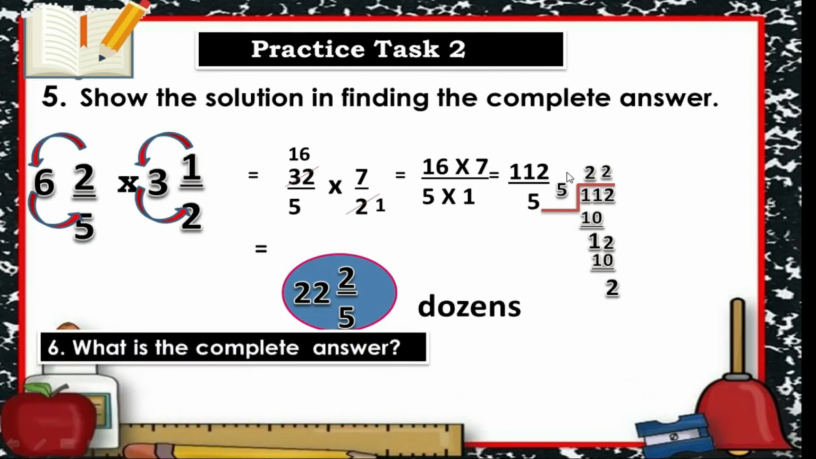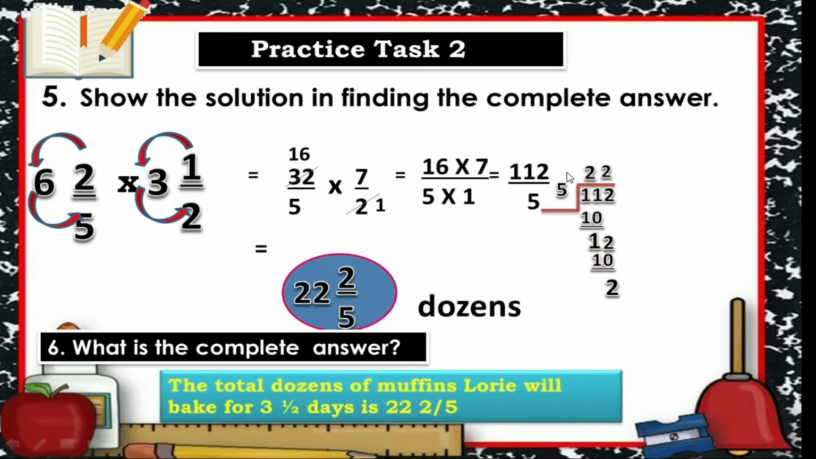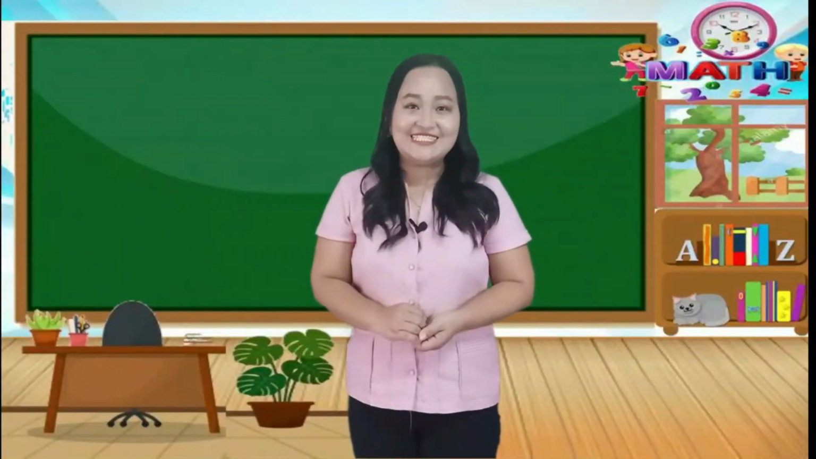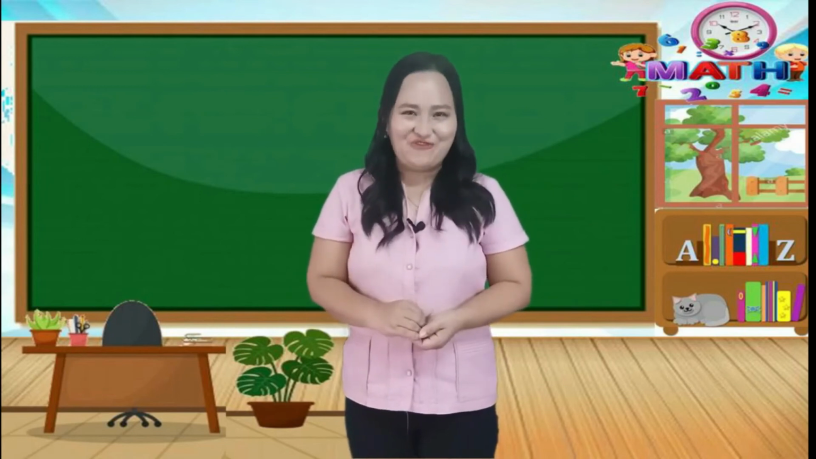For number 6, what is the complete answer? What will be your answer? Okay, great. The answer is the total dozens of muffins Lori will bake for 3½ days is 22 2/5. We are now in our practice task 3. I believe that you can do this on your own.